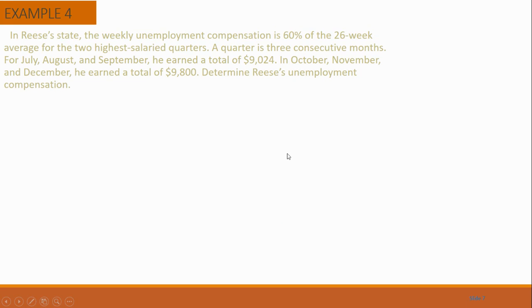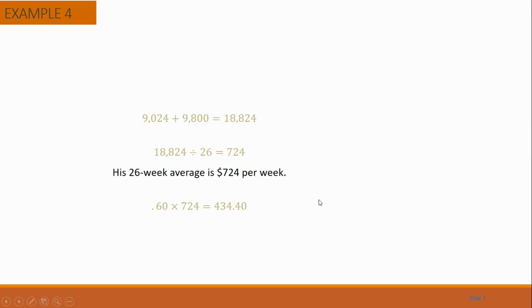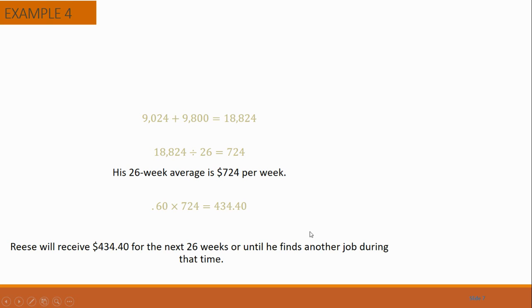We're going to determine Reese's unemployment compensation by doing 9,024 plus 9,800, the 2 quarters that he collected, which is $18,824. We're dividing it by the 26 weeks, and his 26-week average is $724 per week. We are now going to multiply by that 60% to get $434.40. So Reese will receive $434.40 for the next 26 weeks or until he finds another job during that time.